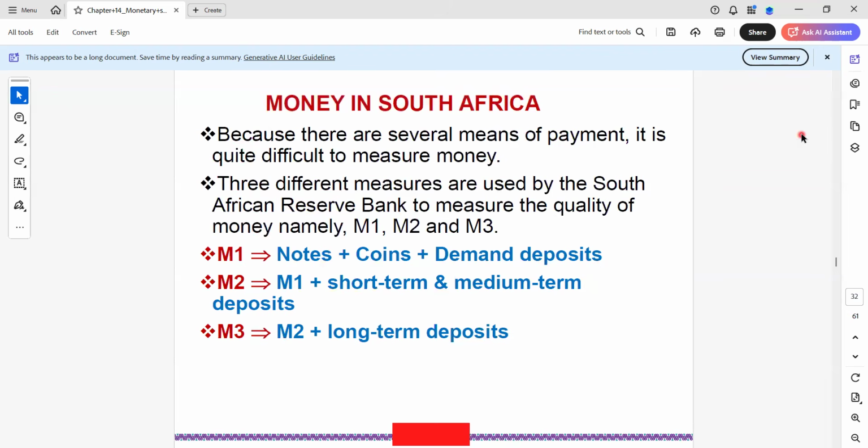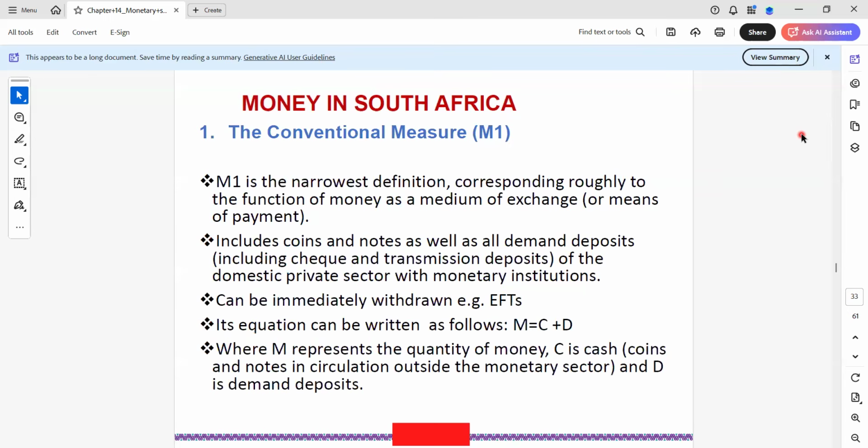Money in South Africa. Because there are several means of payment, it is quite difficult to measure money. However, in South Africa, there are three different measures which are used by the Reserve Bank to measure the quantity of money, namely M1, M2, and M3. So you need to know these measures. Right. So M1, let me just go here.